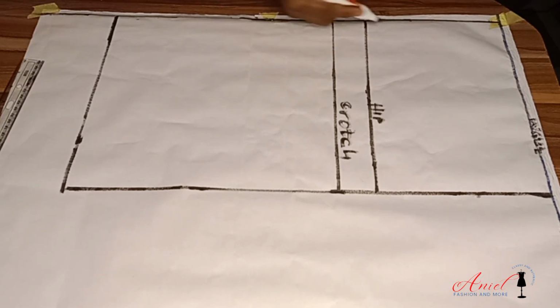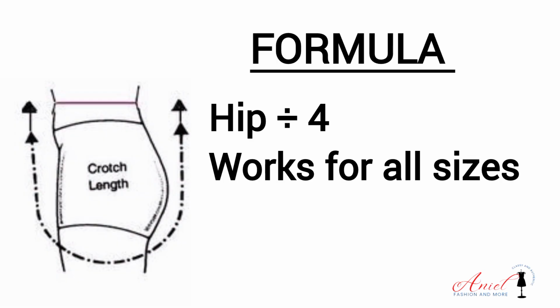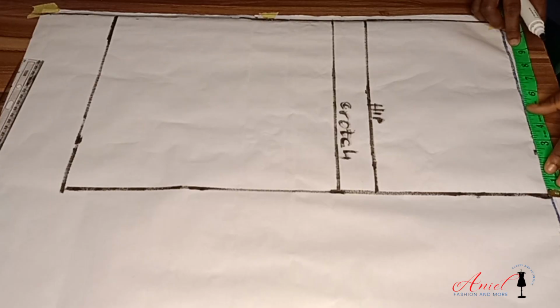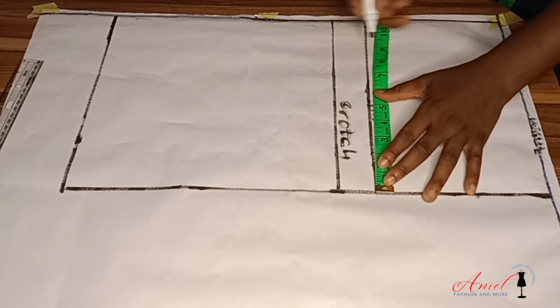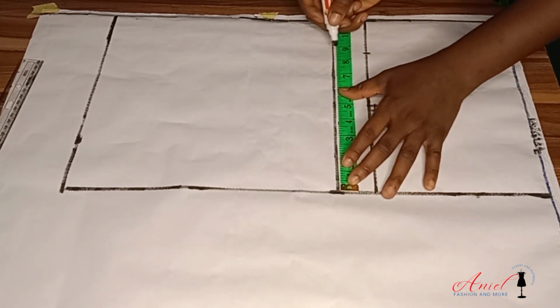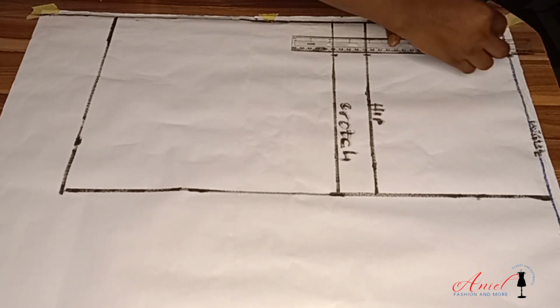Now the next thing for us to get is the crotch length. The crotch length is where that curvy part is in trousers. So to get the crotch length, we are going to divide the hip measurement by 4 inches. This works for every size. So the hip measurement divided by 4 inches.